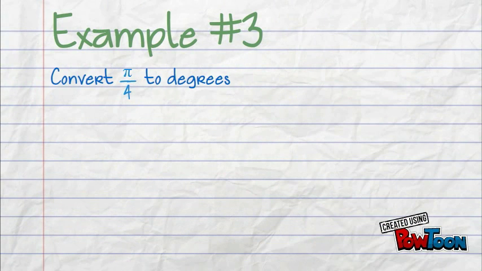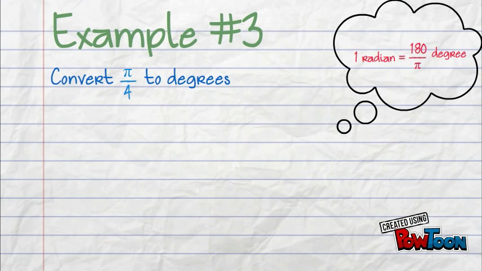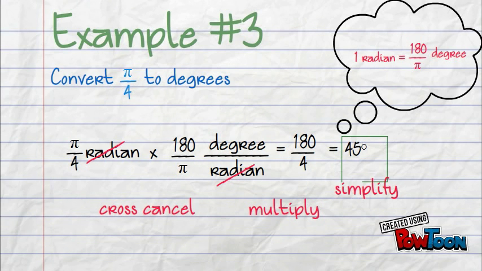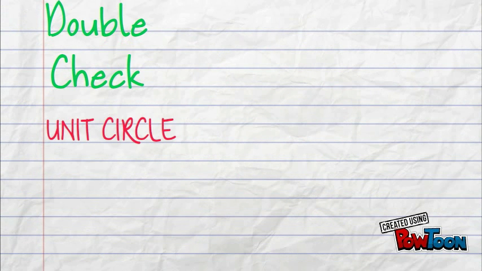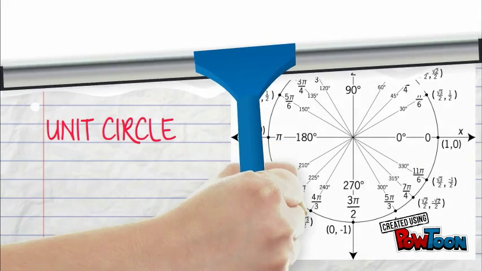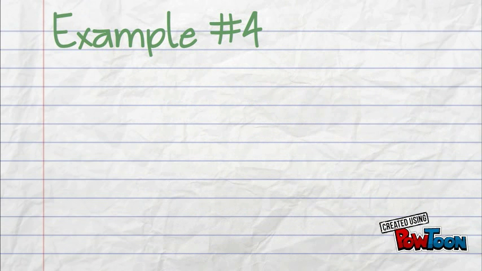Okay, moving on to example 3, we're going to convert pi over 4 to degrees. So using the formula above, we're going to convert radians to degrees. We have pi over 4 radians times 180 degrees over pi radians. We're going to cross cancel the radians, multiply and get 180 over 4. Then we're going to simplify that and end up with 45 degrees. So if we double check that with our unit circle, we can tell that pi over 4 does in fact equal 45 degrees.